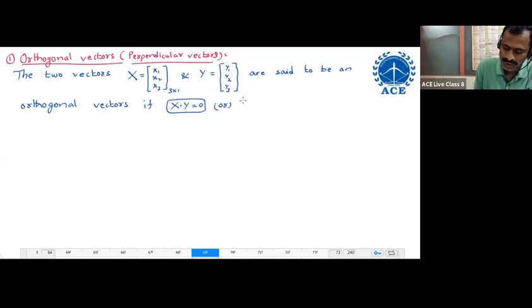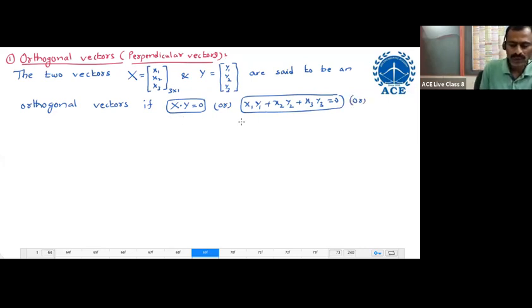Or the sum of the products of corresponding components is 0. That is, x1 into y1 plus x2 into y2 plus x3 into y3 equal to 0. These two are the conditions for orthogonal or perpendicular vectors using the vector theory.